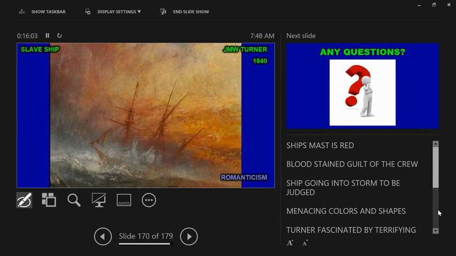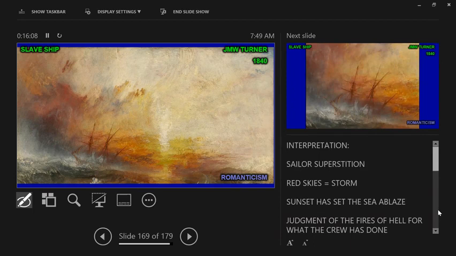left is basically a painting of a ship versus the storm. In fact, let me go back to here. A sailor's superstition is that red skies are an omen of a bad storm that's going to come on, and the sunset has set the sea ablaze.